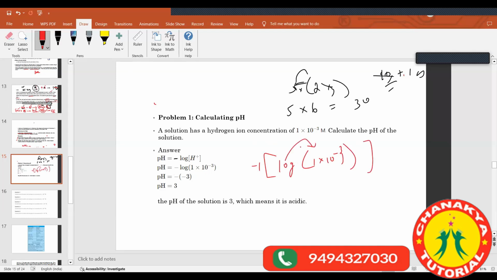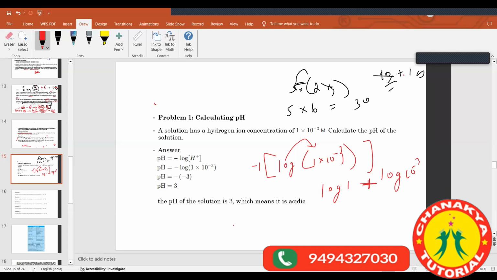Just multiplying the log inside, that's all. So if it is log 1 plus, it becomes plus. If I am multiplying, it becomes plus. Log of 10 power minus 3. Now, did you get just this step? Multiplying the log inside.